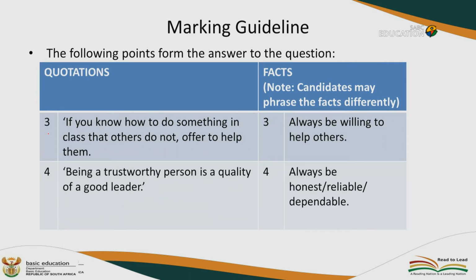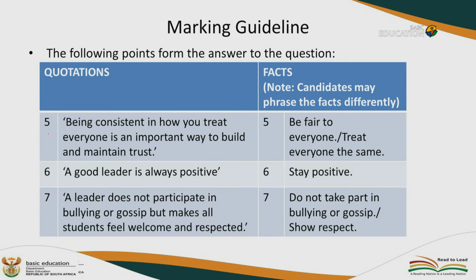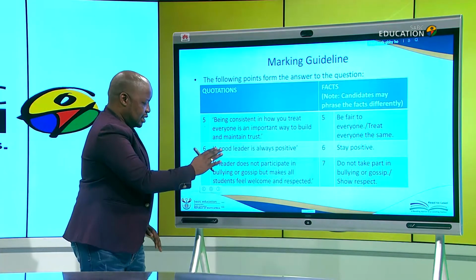The following points from the answers also, this is the same way. If you know how to do something, always be willing to help others. Number 4, being a trustworthy person is a quality of a good leader. Always be honest. I've spoken about this one. Marking guideline also for number 5 and number 6. Different options are given there. So as markers, or as teachers, we will be able to see whether your fact is related to the quotation. This is what will help the teachers.